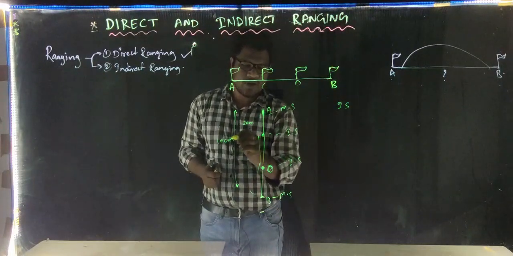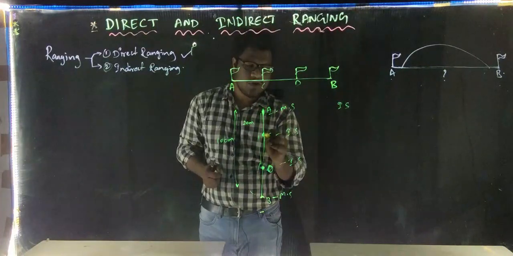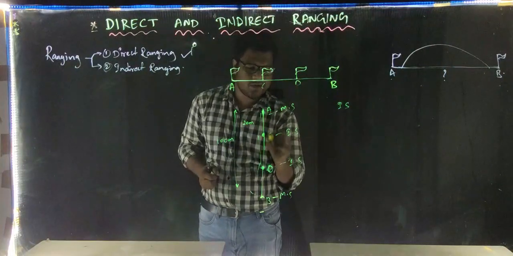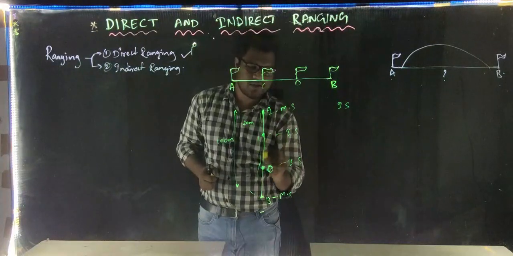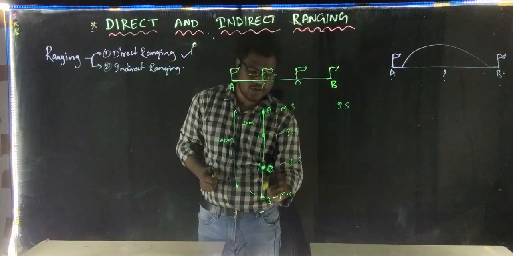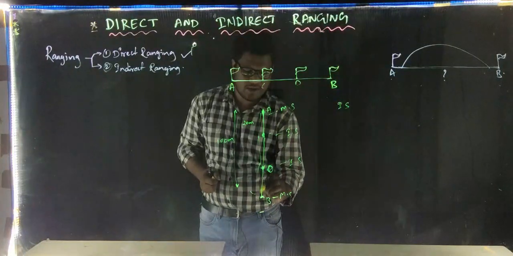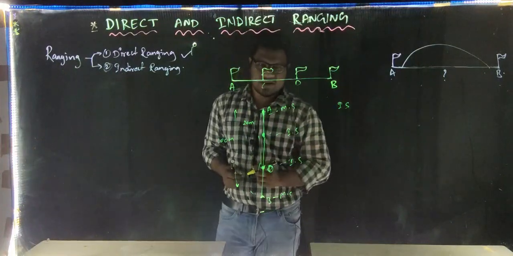So to avoid that, to minimize that, what we are going to do is fix the intermediate stations so that the total length is split into a number of parts, and we can measure the distance from one part to another, from A to C, C to D, D to B easily, so that we can make a straight line. We can measure the distance between A and B in a straight line. This is the direct ranging.